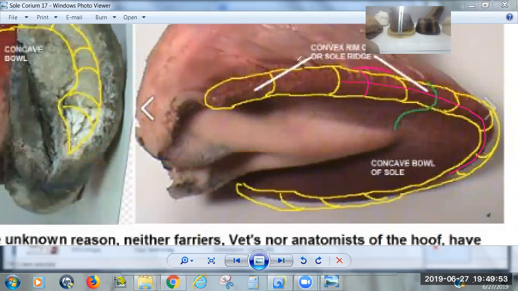So it grows the sole right here to fit the perimeter and the edge of the coffin bone, so that the edge of the coffin bone is nestled in this form-fitting ridge of sole, so that the coffin bone won't wear out. You understand?